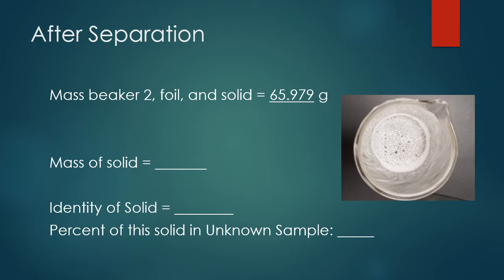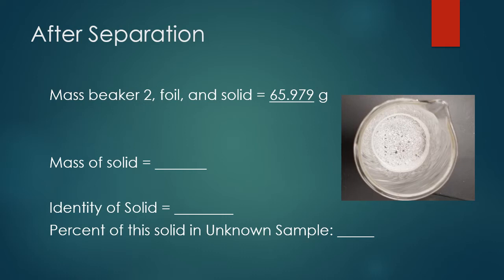So we start with the mass of beaker 2, the foil, and the solid. You can see the solid in beaker 2 to the right. It's a crystalline solid. The tinfoil is not pictured there, but it was included in the mass of 65.979 grams. On page 39 of your lab manual, in the after separation section, is where you'll include that data.